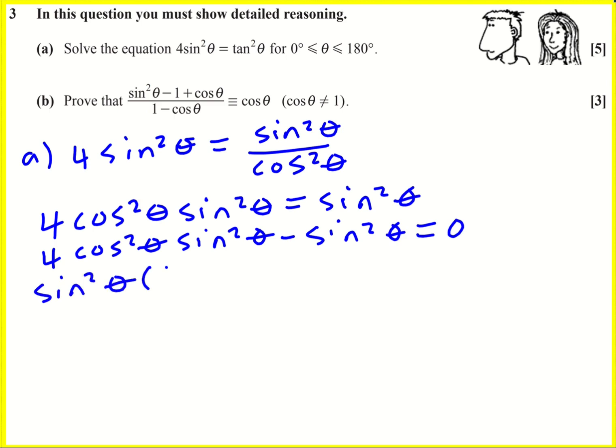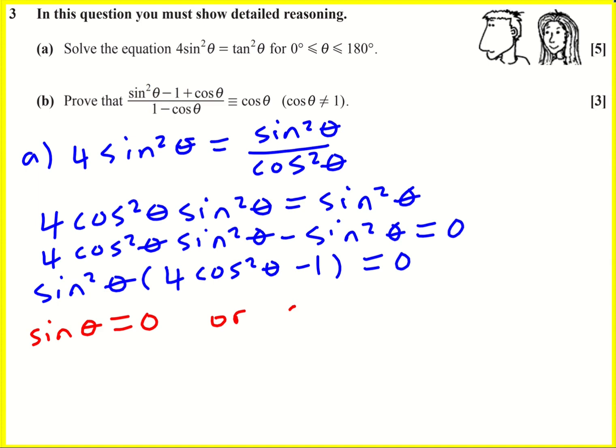Sine squared theta times 4 cos squared theta minus 1 equals 0. What this means is it's now factorized, so either sine squared theta is 0, but if sine theta is 0 then sine squared theta will be as well, or cos squared theta is equal to a quarter, because I can set this bit equal to 0 here.